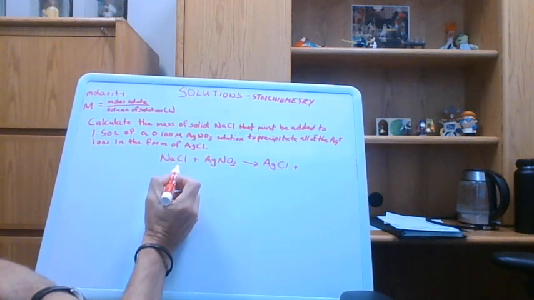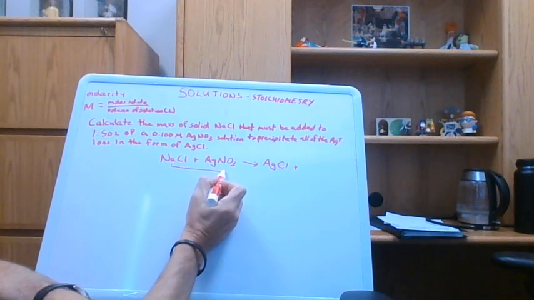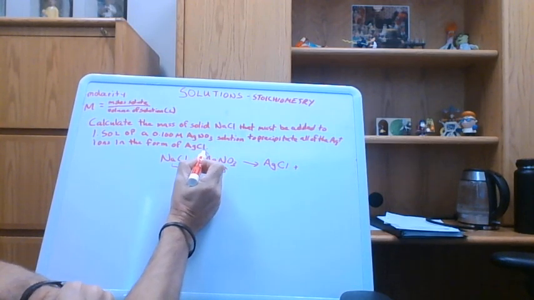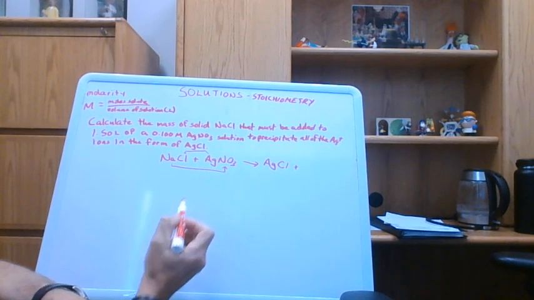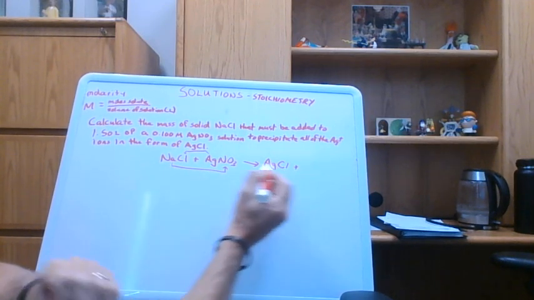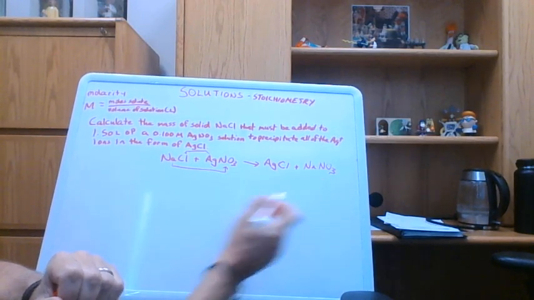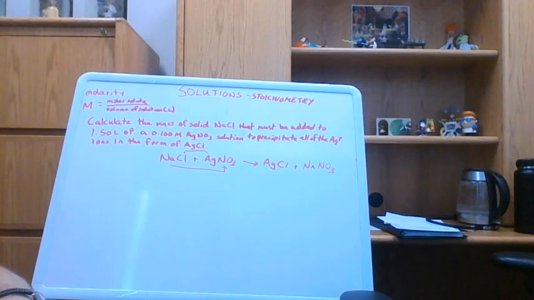And this is going to be a double displacement, so this sodium cation is going to want to come over here and now be with the nitrate anion. This silver cation is going to want to come over here and be with the chloride anion, right? So we already have our silver chloride, so now the sodium is going to be with the nitrate, and we have a balanced equation at this point. It turned out to already be balanced.